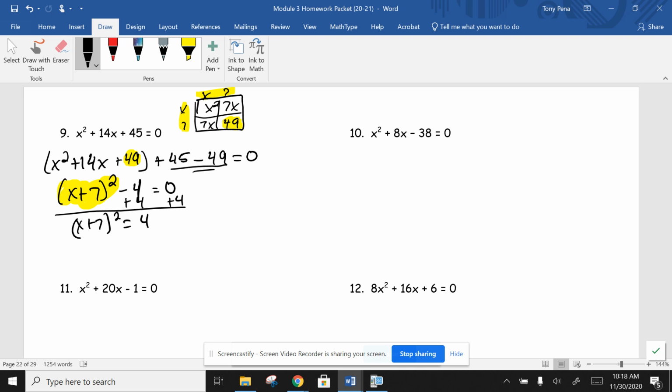Once we've done that, that's when we use our square root. So now I do the square root of the left-hand side to get us just an x plus a 7. And if I do that to the left-hand side, I've got to do that to the right-hand side. So I also do the square root of a 4. And we know we should get a positive and a negative square root of 4. So it's actually a positive and a negative 2.